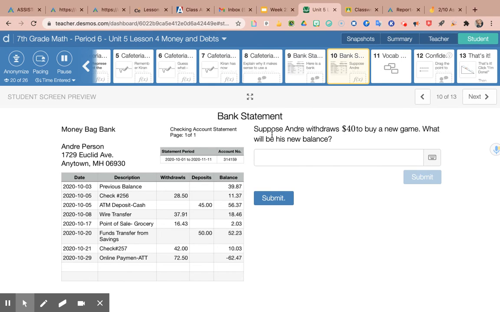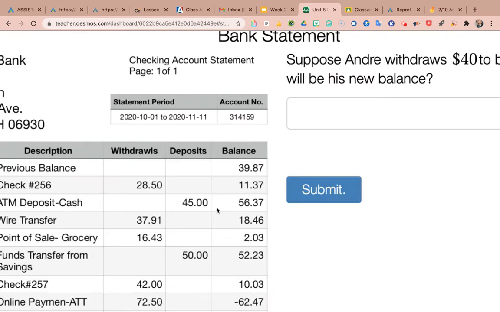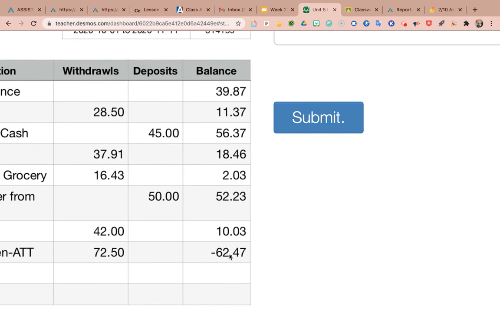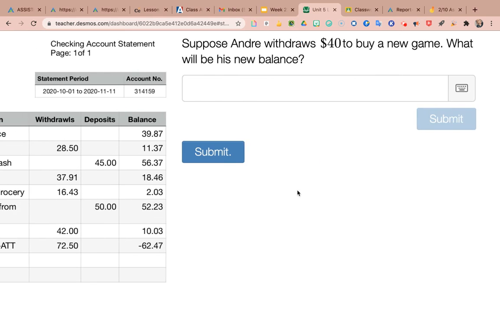Number 10, it says, suppose Andre withdraws $40 to buy a new game. What will his new balance be? Well, first we need to know what his original balance was. So I'm going to go to the statement. I'm going to go to the last balance that there was. Uh-oh. It looks like Andre is at negative. So he owes the bank $62.47.